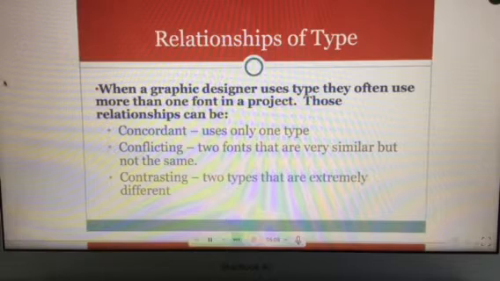Take a moment to reference your worksheet and write down the differences between these three relationship types.